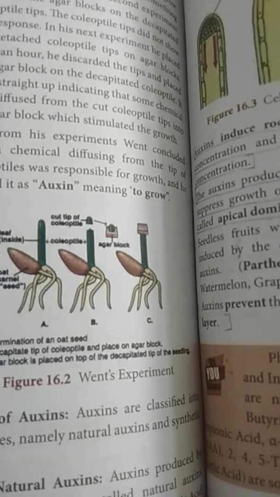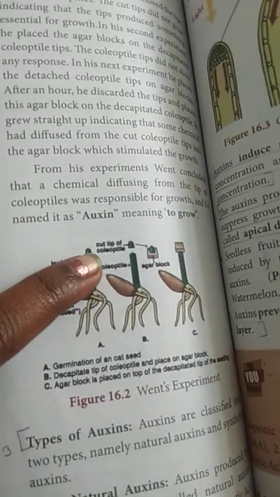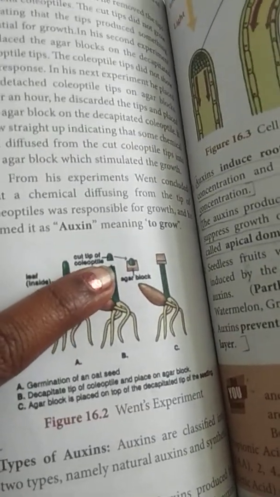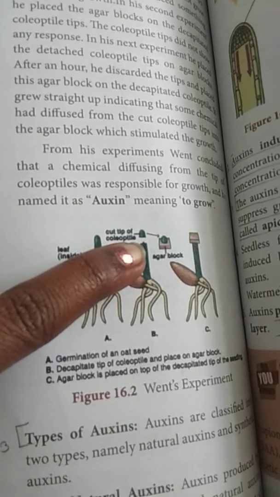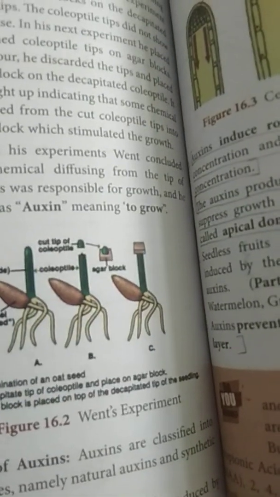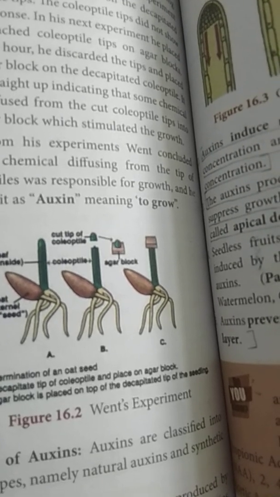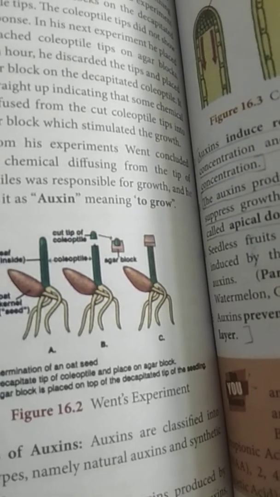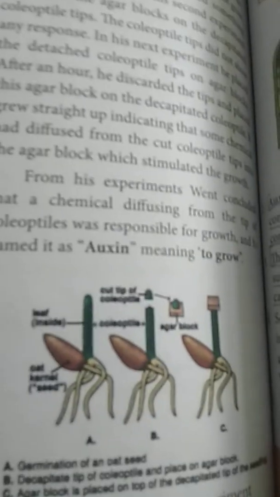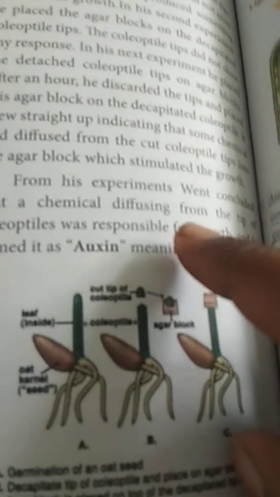In this experiment, he first removed the tip of a plant. You see here that he cut the tip of a coleoptile plant. The cut tip did not grow, indicating that the tip is producing something essential for growth. So after he cut it, the plant will not grow.